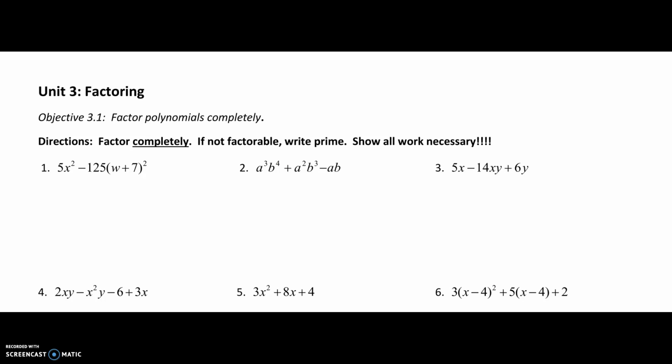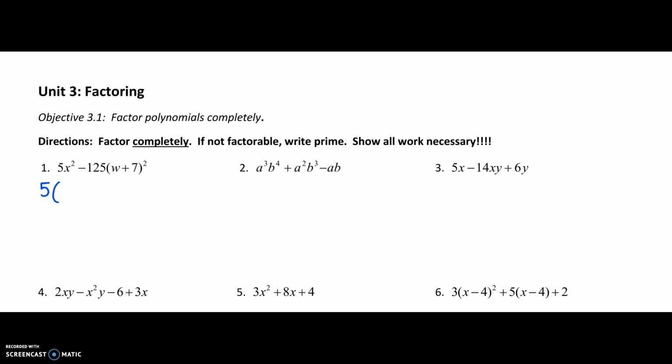This is Unit 3 Factoring Review from the Quarter 1 Assessment Review for Advanced Algebra 2. So objective 3.1 is to factor each polynomial completely. So number 1, the first thing you should always think about is, is there a GCF? This problem does have a GCF, and that is 5.